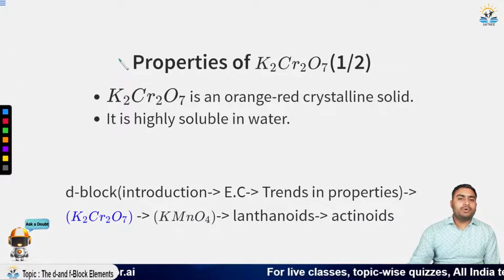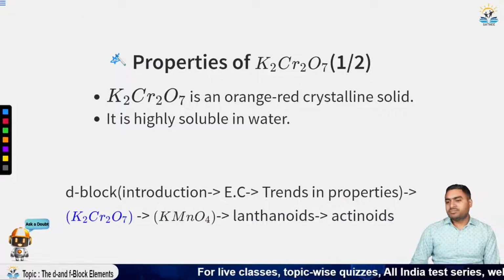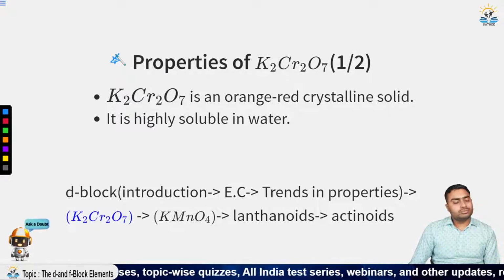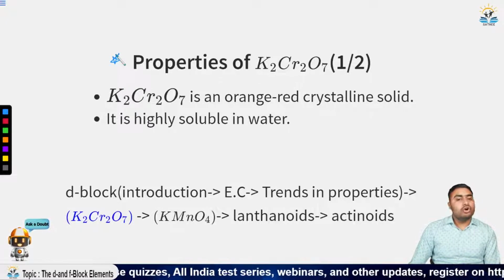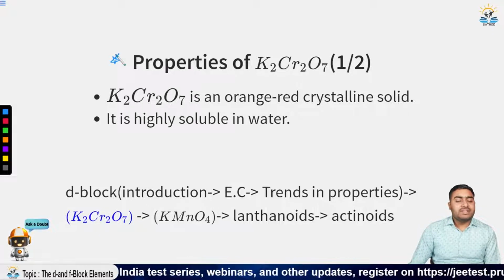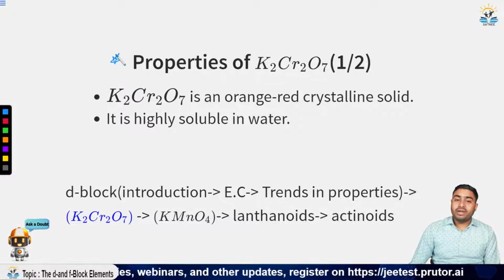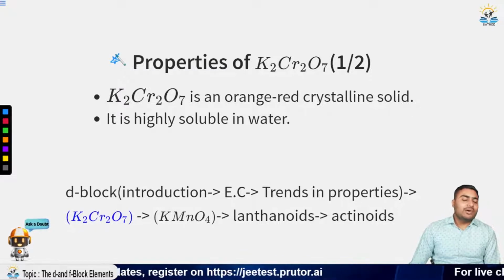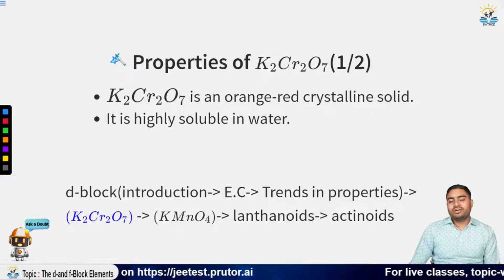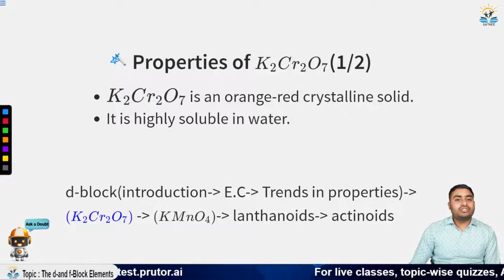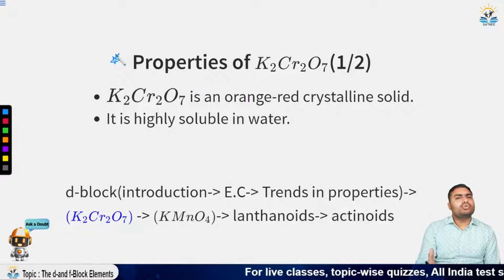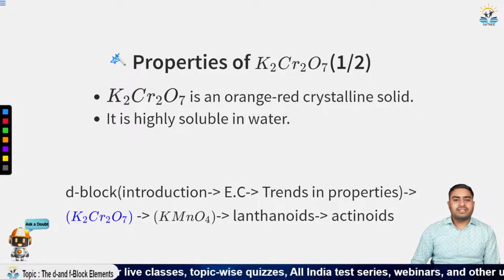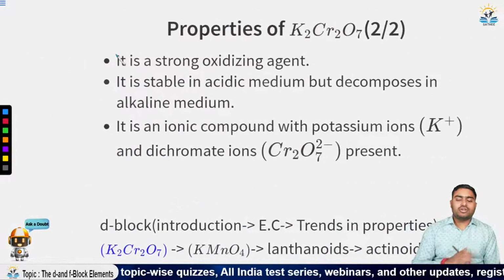So we have done with the preparation of K2Cr2O7. Now I want to move to the properties of K2Cr2O7. K2Cr2O7 is potassium dichromate. It's very interesting. It is an orange red crystalline solid and also highly soluble in water, and the solubility also depends on the temperature as well.